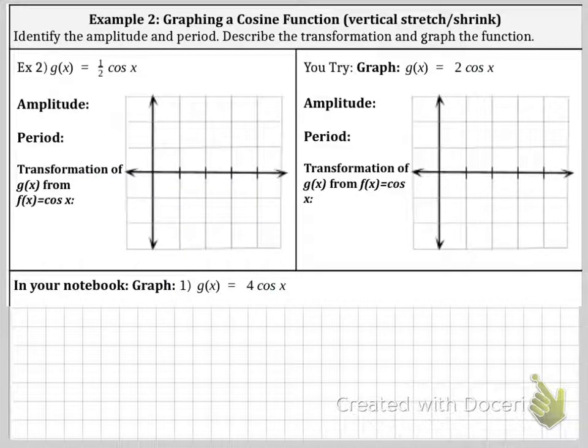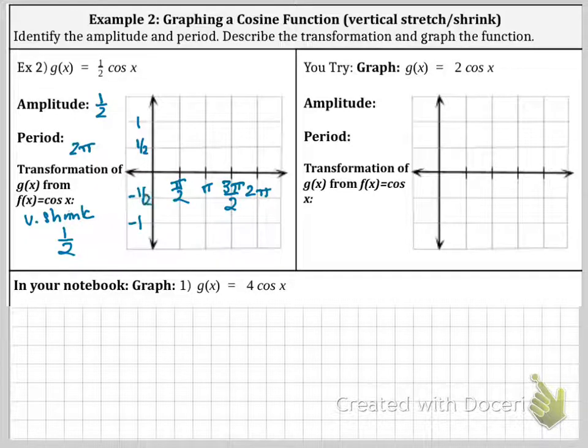So let's graph cosine, vertical stretch and shrink. It's very, very similar, but just your starting point's different. So our amplitude is a half, the period is 2 pi. So we're just focusing on one aspect of our graph. We know that it's a vertical shrink by a half, and the period is 2 pi. So label all your pieces here. It's a shrink of a half. So we have 1 and negative 1. Here is a half. This is negative a half.